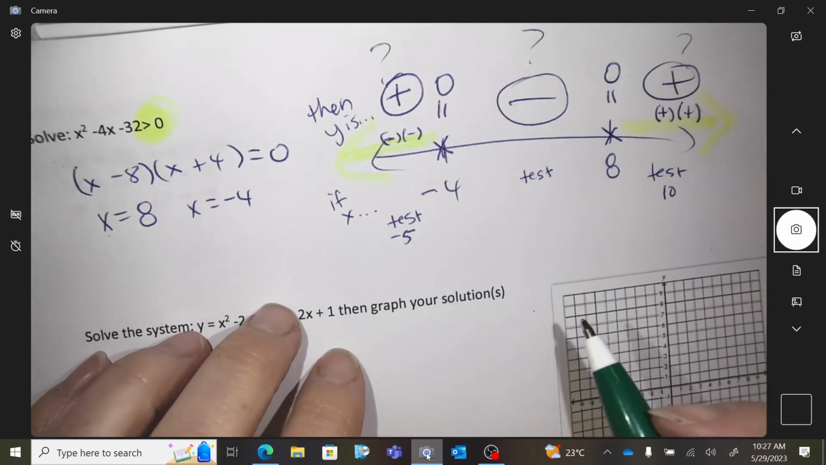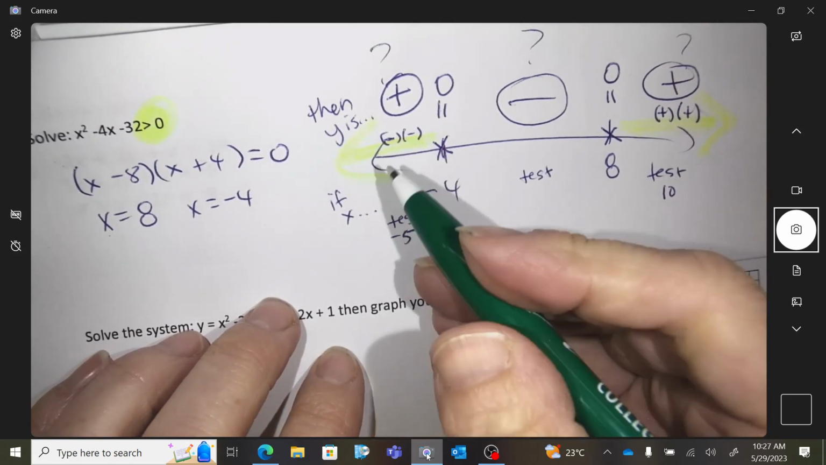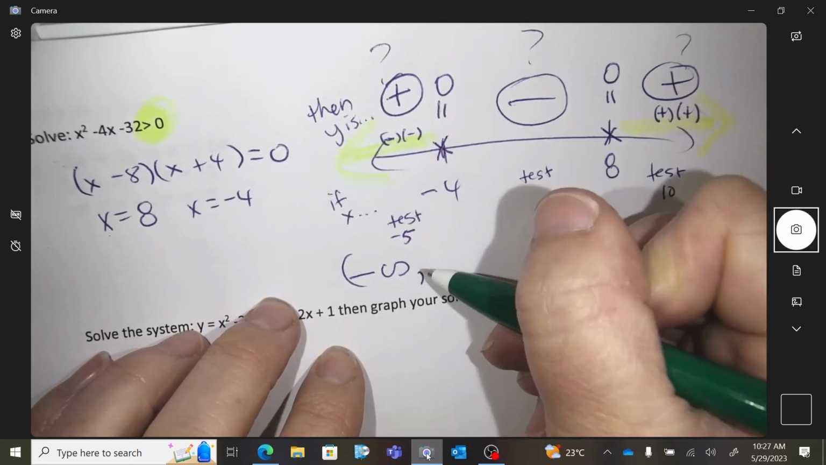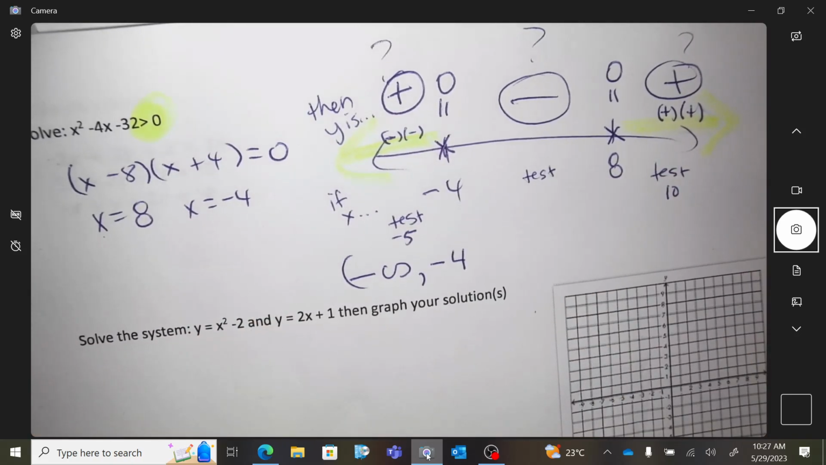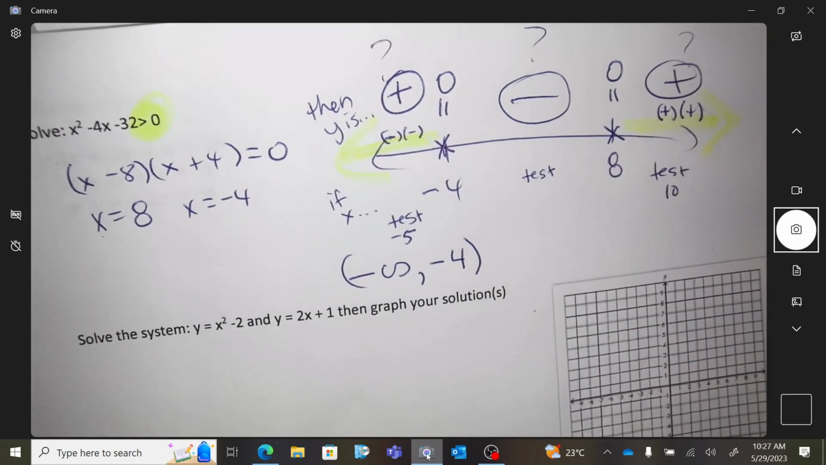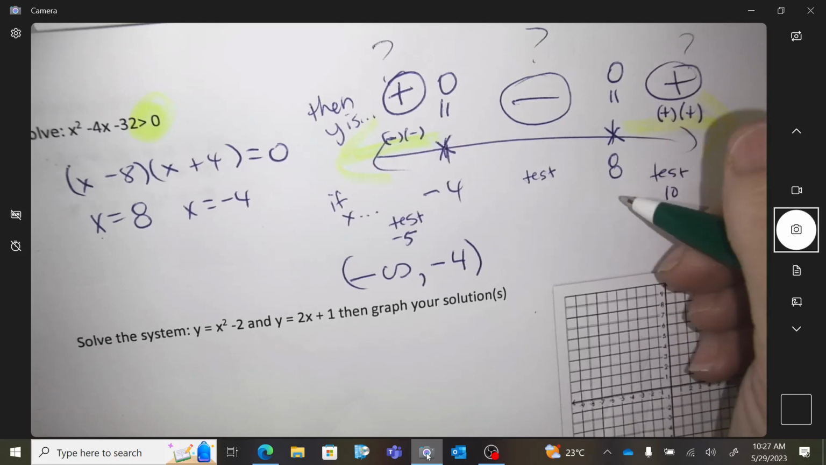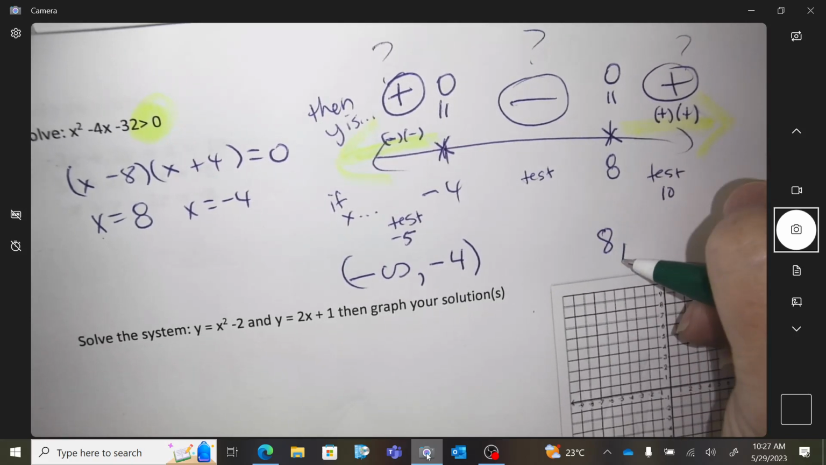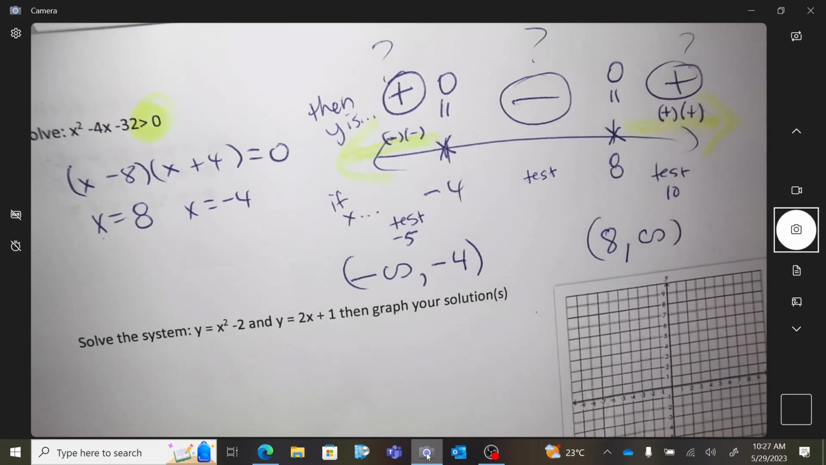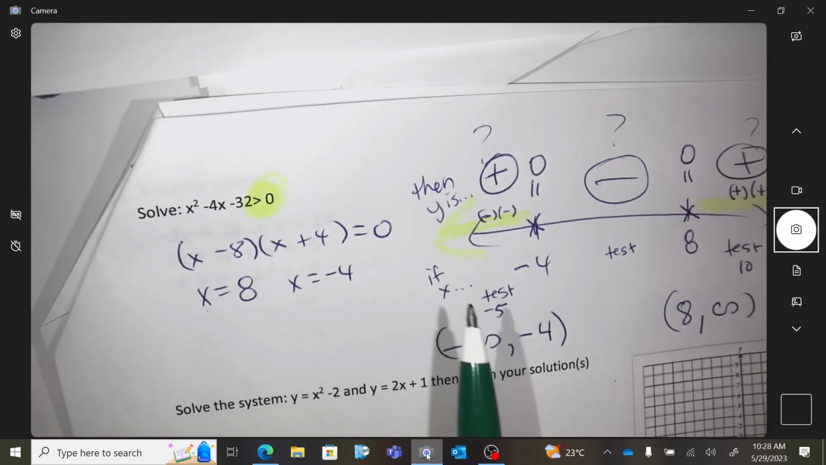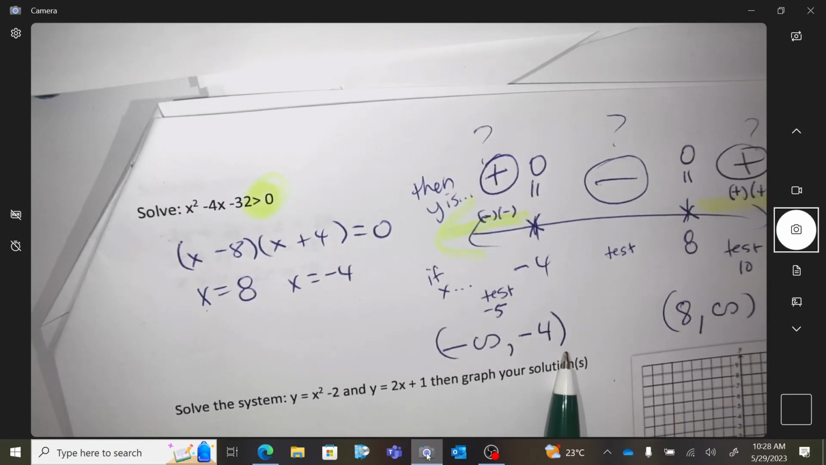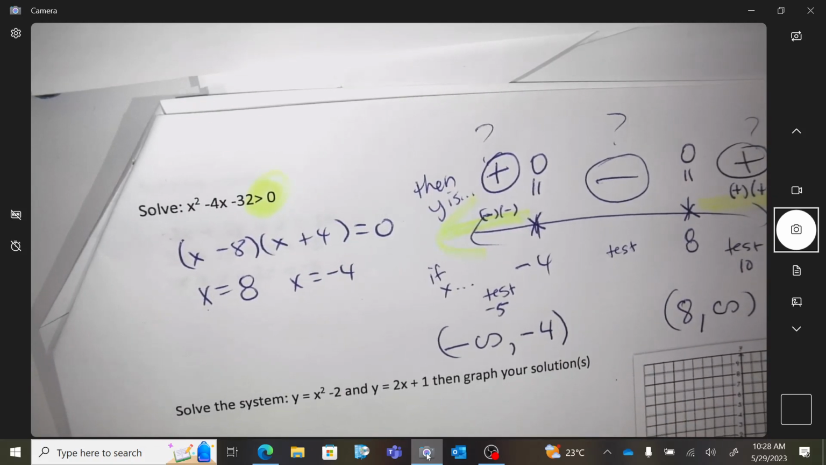As a domain. How do you say this as a domain? Negative infinity up to -4 with a soft bracket, yeah. Okay. And then this domain is from 8 to infinity. So on your test, pay attention. If this says that you can be equal to it, then you're getting a square bracket because now you can be on those places.